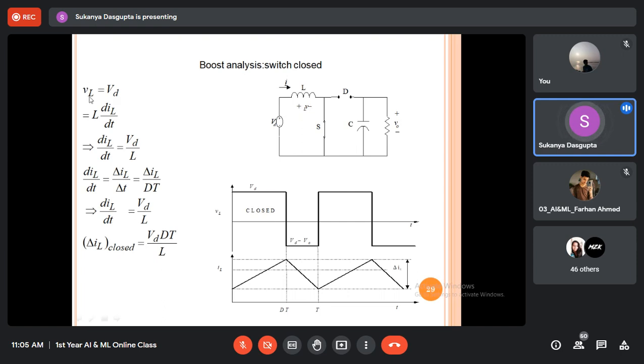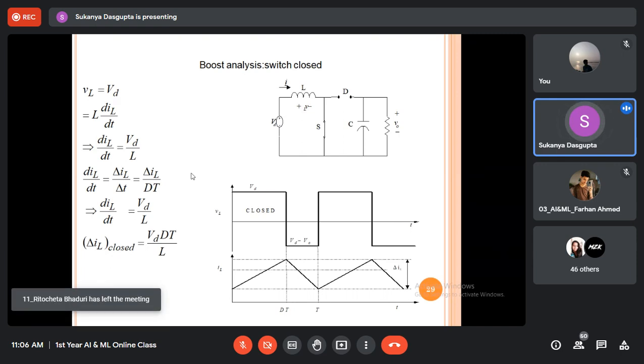Now this time VL, what is VL? The inductive voltage is just equals to VD. What is VD? The source voltage. Look at the circuit. This side is left disconnected from the input side. So you just apply KVL, what you will get? You will get VD equals to VL. Why? Because when the switch is conducting, ideally there is no voltage drop across the switch. If you consider ideal switch, when it is conducting, the voltage drop across that switch should be equal to 0. So if you apply KVL here, you will get only VD equals to VL. What is VL? It's just L di/dt.